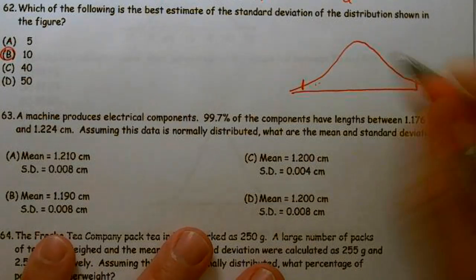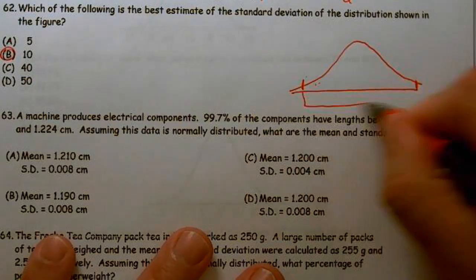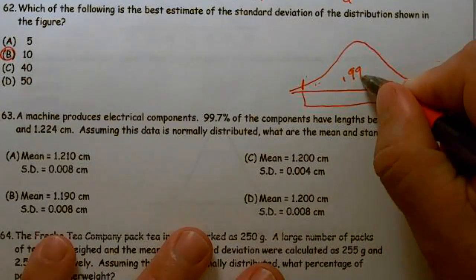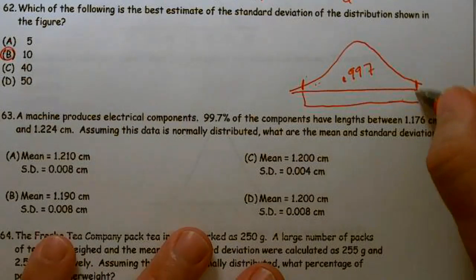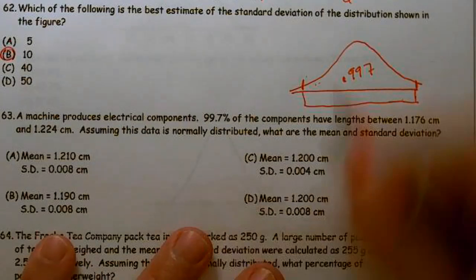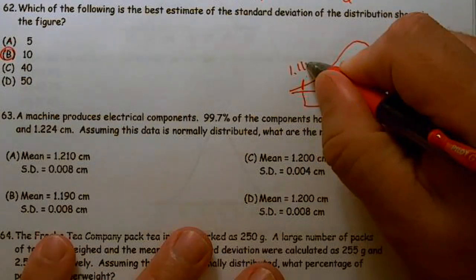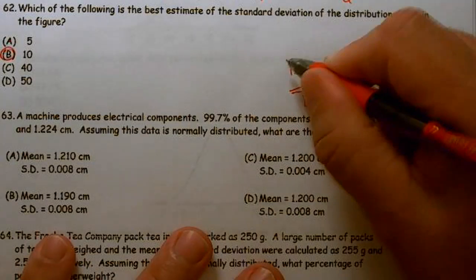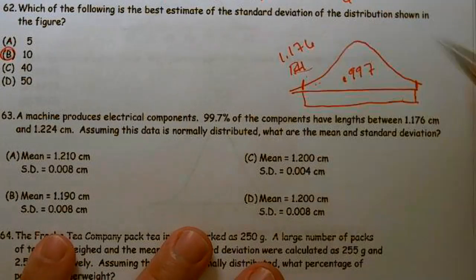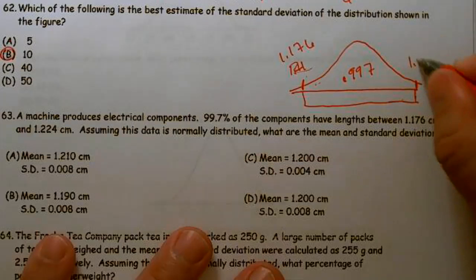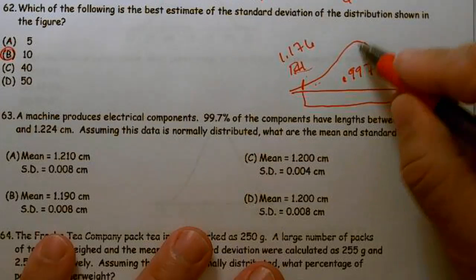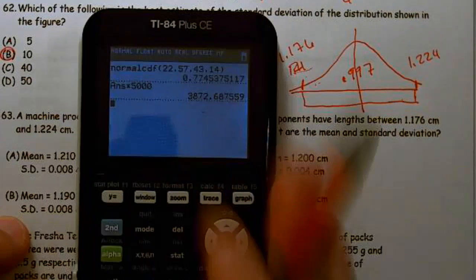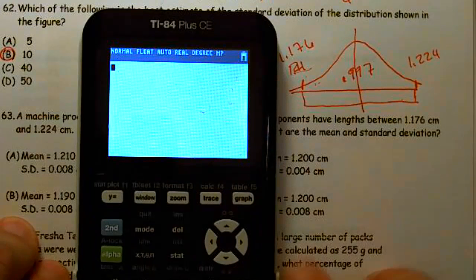So we're almost all the way out here. In that area is 0.997. And they tell us the lower part is 1.176, I wrote that wrong, excuse me. The upper part is 1.224. Well, the mean is just the average. And since this is right between them, I can add those two and then divide by 2 and get my mean.